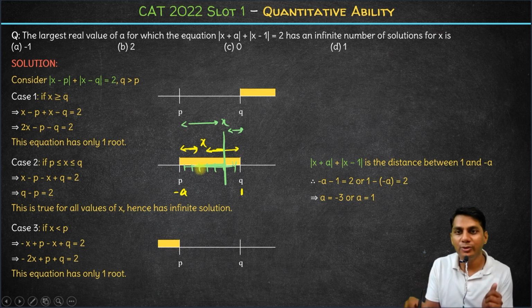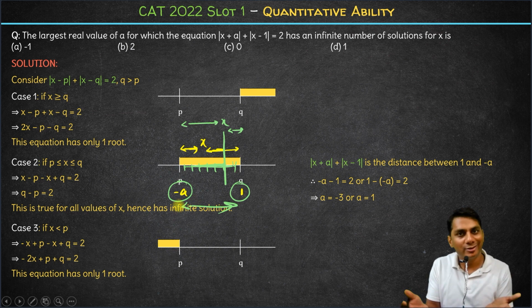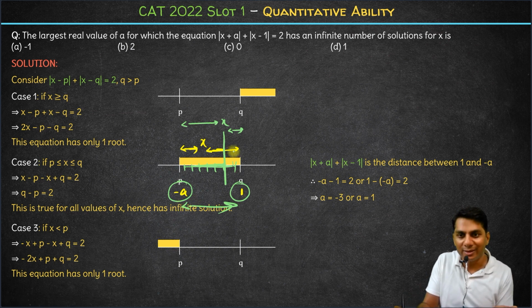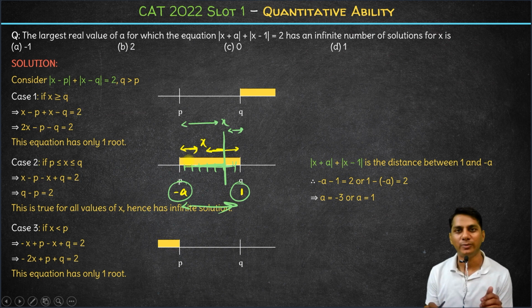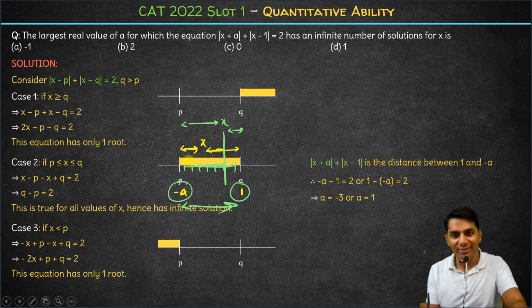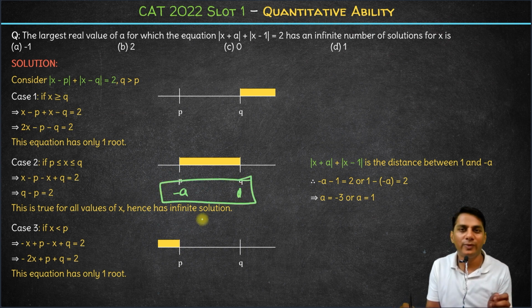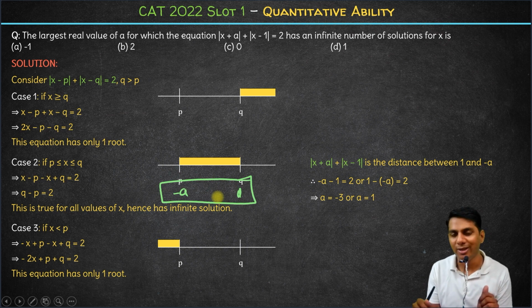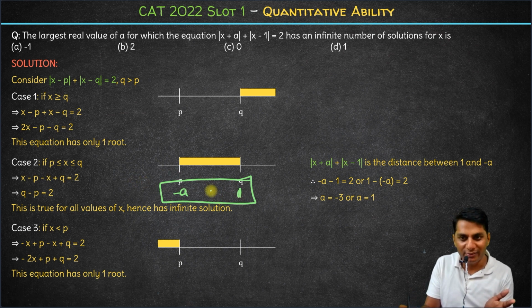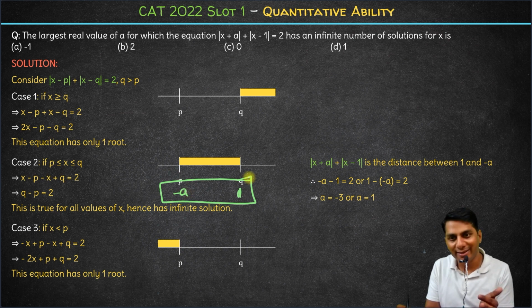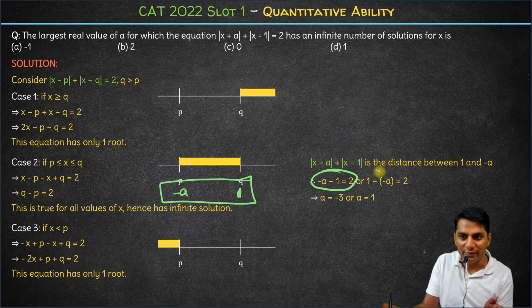And for the distance to be 2, you'll have to take values of minus a such that this distance is 2. So if this total distance is 2, for any value of x, the sum of the two distances will always be 2, right? So that's why what we did was, if this is minus a and 1, the distance between these two values should be 2. As in the difference of these two values should be 2. Now either minus a can be less than 1 or greater than 1. If minus a is greater than 1, we'll form this equation. If minus a is less than 1, we'll form this equation.